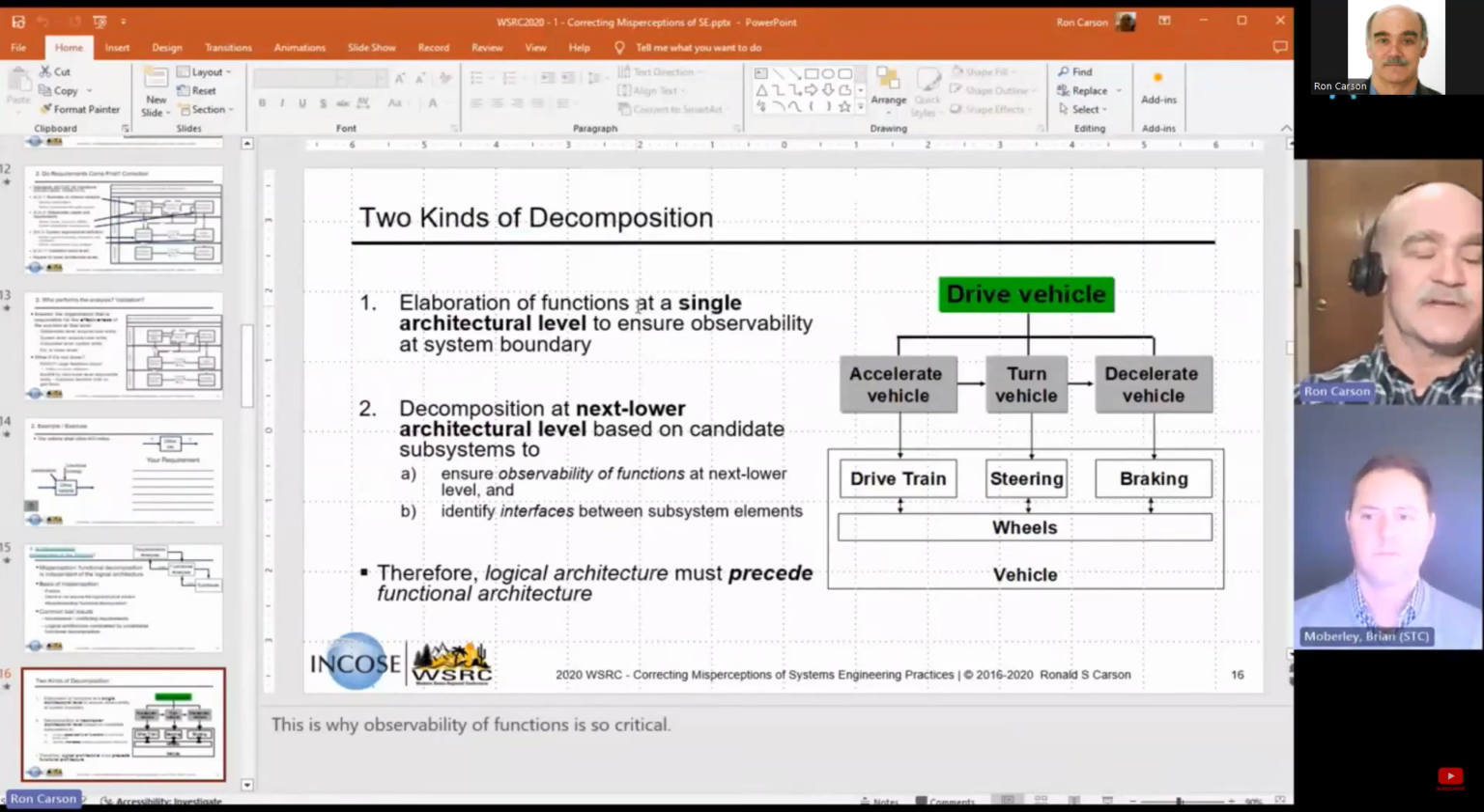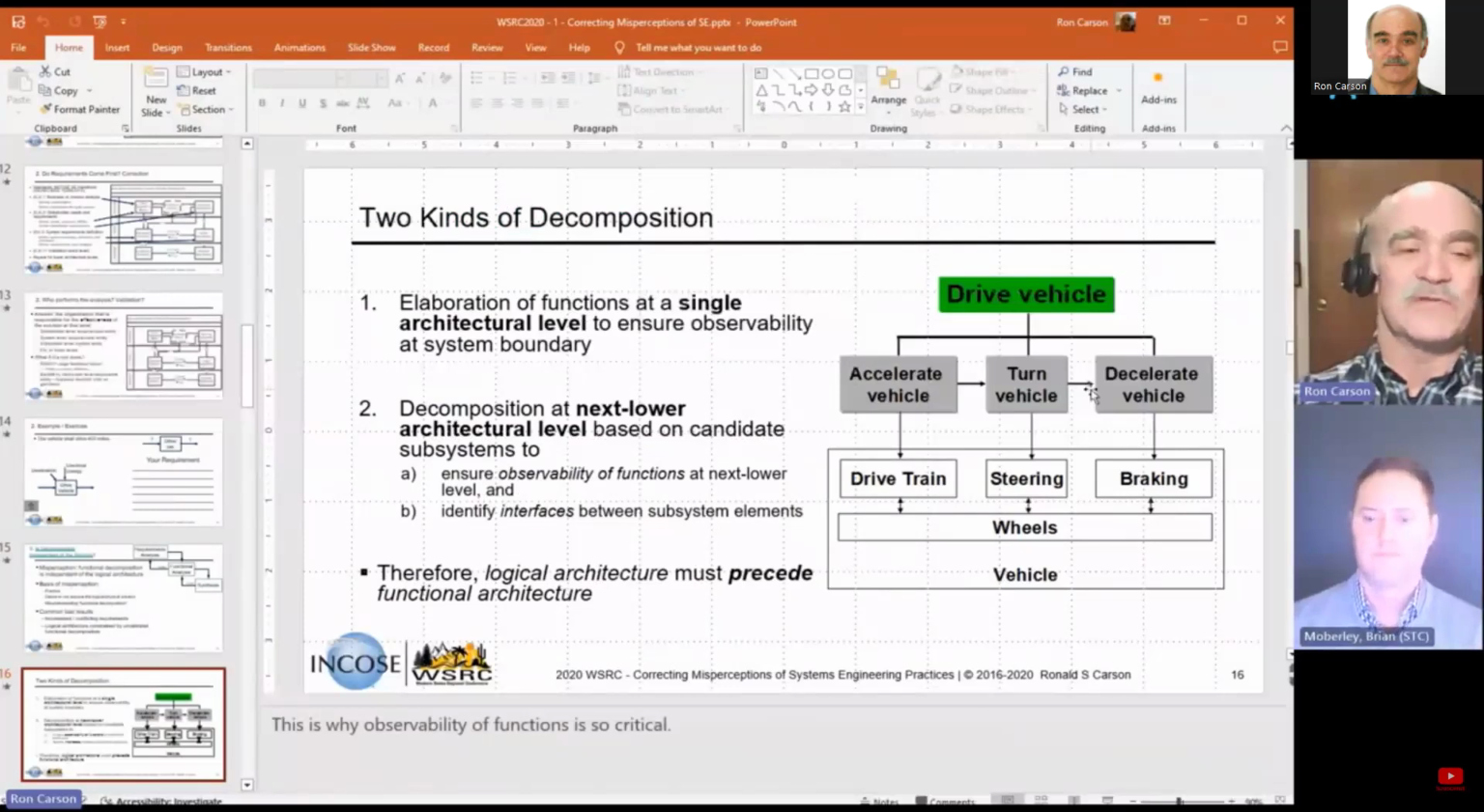Otherwise, you can't verify the eventual requirement. If you can't observe the function, then you're not going to be able to verify the requirement associated with that function. So we often have rather high-level descriptions of functionality, as in this example, drive vehicle for an automobile. But that's not really observable because we don't really know what that means. So we will typically decompose such a function into, in this case, three functions: accelerate, turn, and decelerate, each of which is observable at the system boundary.